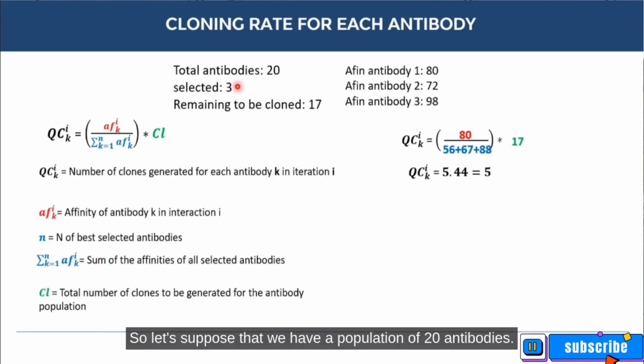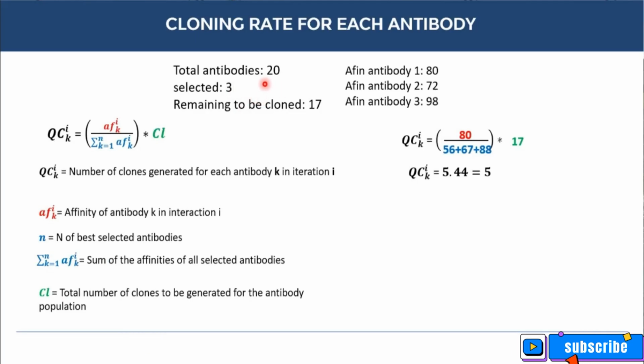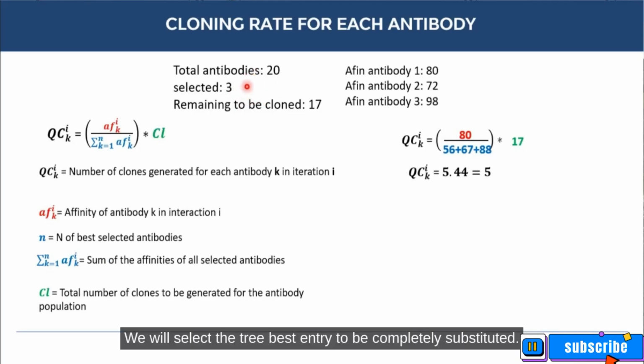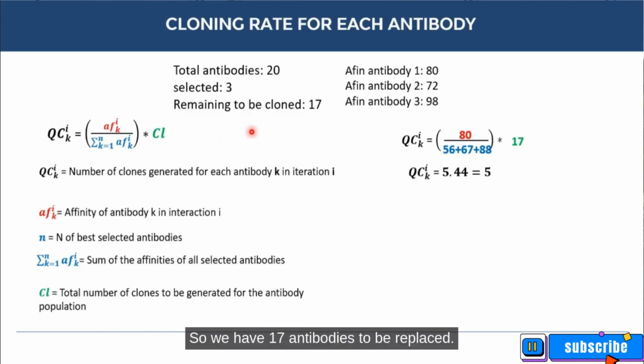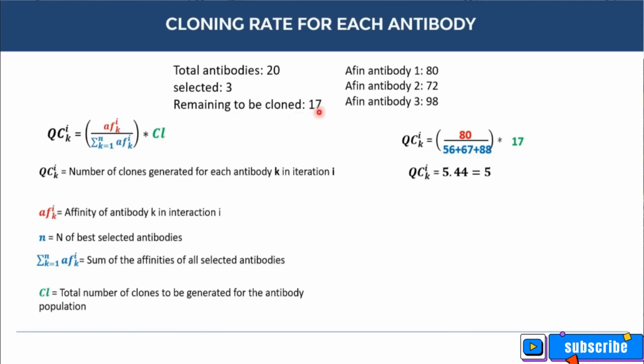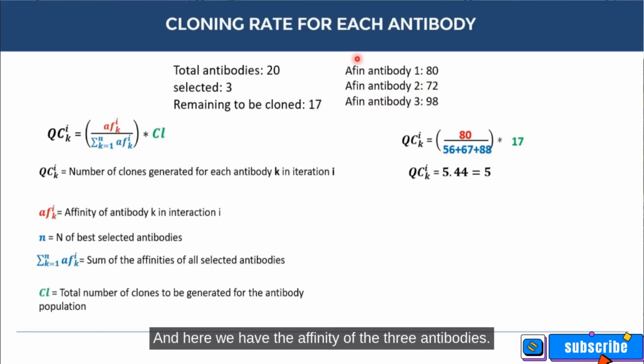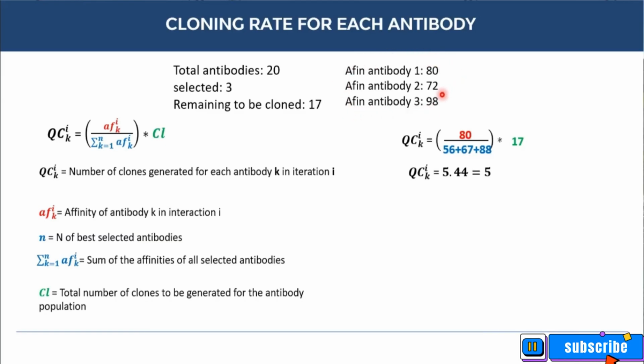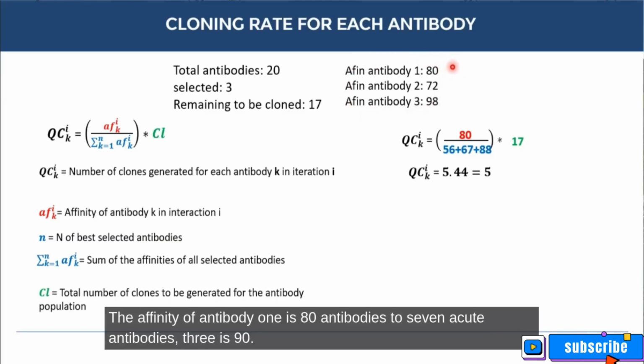So let's suppose that we have a population of 20 antibodies. We will select the 3 best and 3 to be completely substituted. So we have 17 antibodies to be replaced. And here we have the affinity of the 3 antibodies. We are going to select 3 antibodies to be cloned. The affinity of antibody 1 is 80, antibody 2 is 72, and antibody 3 is 98.